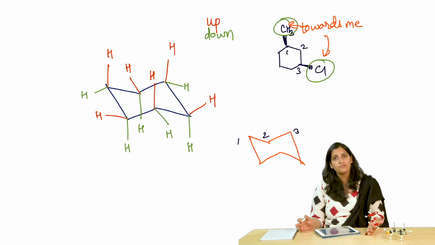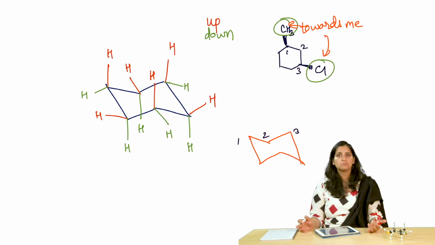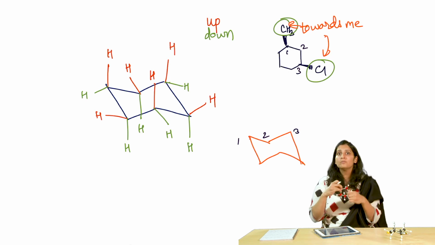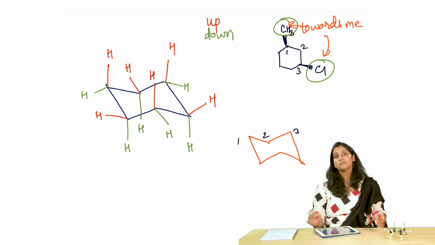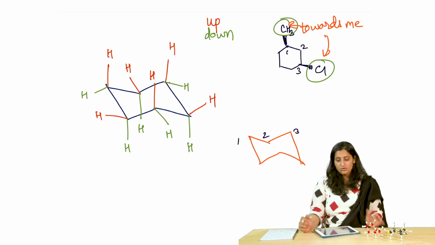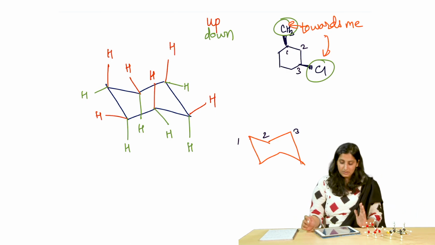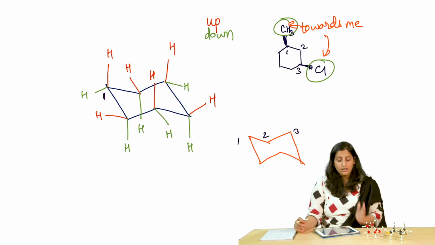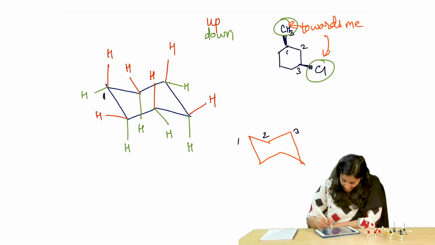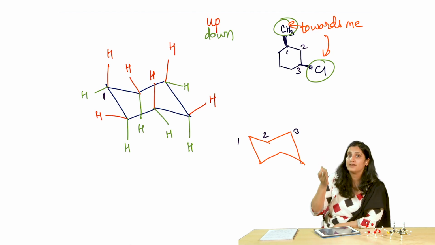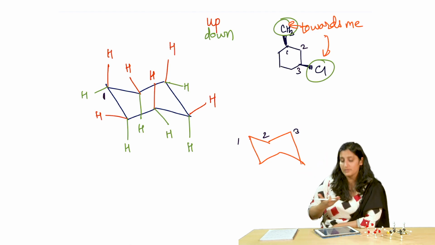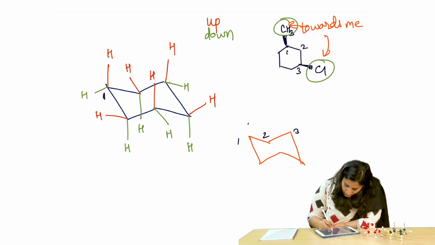I typically like to start from the head of the chair because it is the easiest position to remember, but you can start from any position, because at room temperature the chair is not fixed, it keeps on moving, interconverting, right. So, we are going to start from the head and name it carbon number 1. On this head carbon, the group that is coming towards you is the axial up. The up group is coming towards you, the down group is going away from you, and methyl has to be axial up.